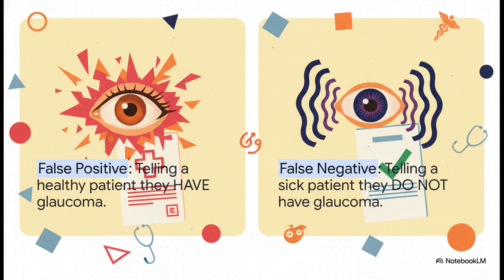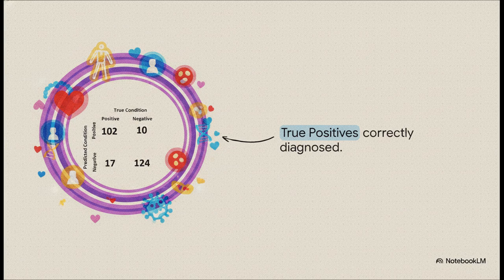On the flip side, we have a false negative, telling a sick patient they do not have glaucoma when they actually do. And that is a severe medical danger, because that patient goes home thinking they're totally fine, while their disease just quietly progresses. Fortunately, though, tests usually do get it right.